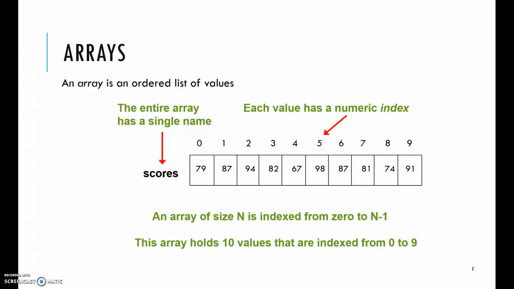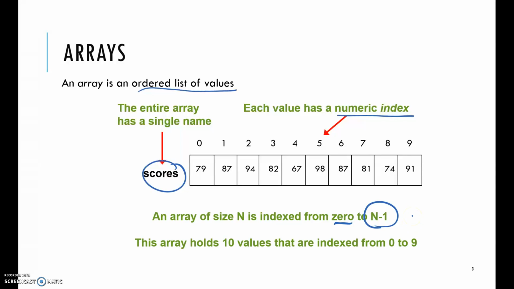In this video, we are going to begin learning about arrays. An array is essentially an ordered list of values. We will refer to an array by its name, and we will index each of the values in the array by its numeric value. Now, just like with strings, the indices start at index 0 and go to size - 1.